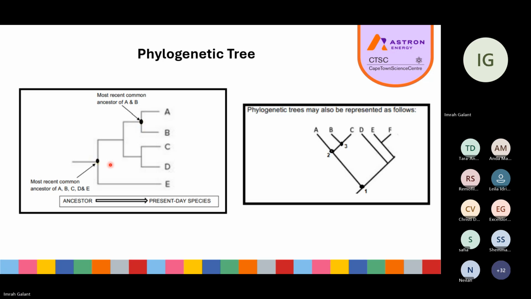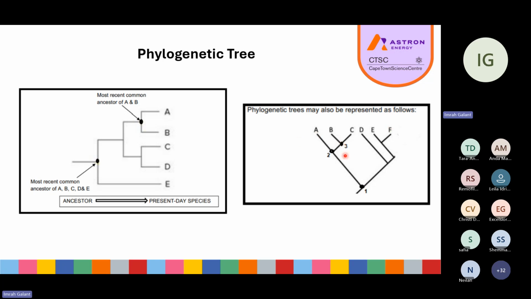Okay. So phylogenetic trees don't always look the same. They can either look like this over here, or they can look like this over here. So let's have a look at the phylogenetic tree on the right. The first branching or speciation event happened at 1. So this species is basically the common ancestor of all the species listed from A to F.